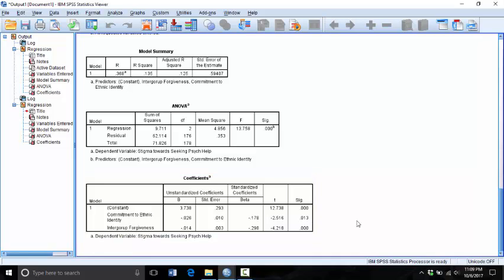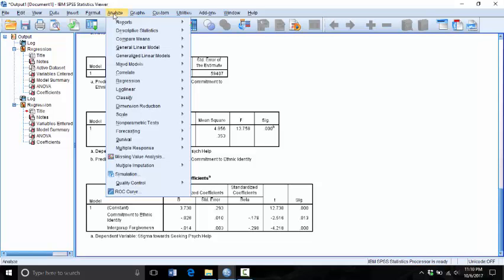Okay, but suppose we're interested in knowing how much more variance in our model intergroup forgiveness might predict above and beyond something like commitment to ethnic identity. Well, we can run another test, which is a hierarchical linear regression, to answer that type of question. Because again, under model summary here, we just have this single r-squared value. We don't have a good picture of how much each of these variables is contributing to the outcomes.